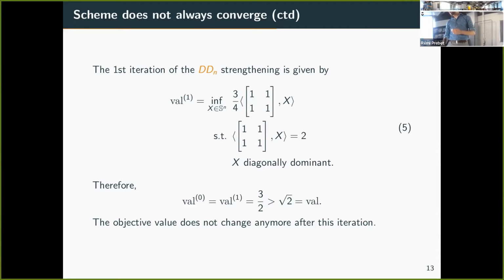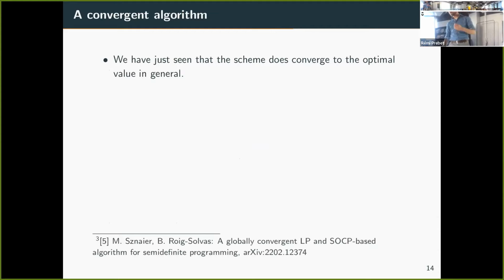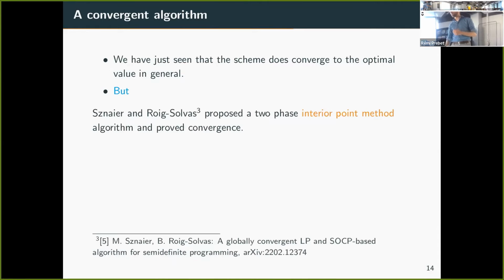Okay, so what to do now? There is an algorithm. We have just seen that it does not converge to the optimal value in general. But there is an algorithm by Ahmadi and Majumdar that consists of 2 phases, and I proved that this one converges for the 2 cones that I showed you: the diagonally dominant cone and the scaled diagonally dominant cone.